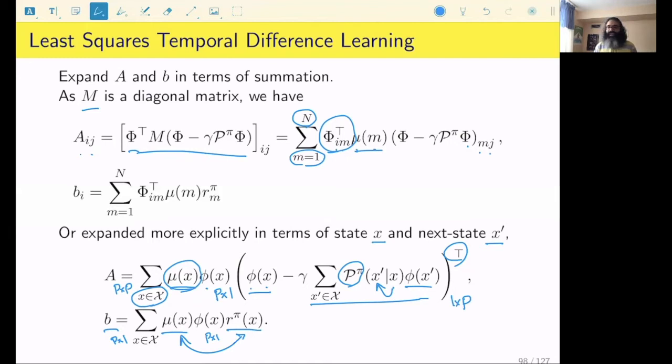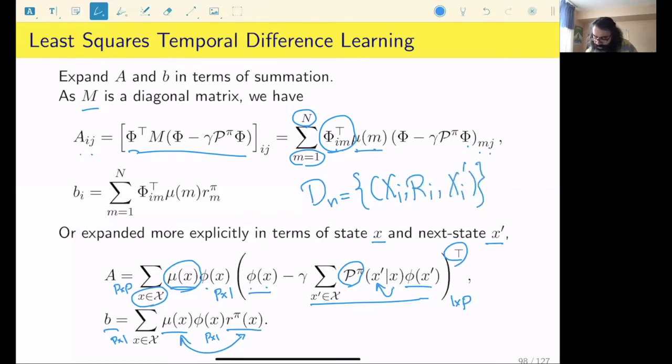Okay, so now that A and B are of these forms, how do you think we can estimate them? Say I give you data in the form of D_n, which is (x_i, reward_i, x_i prime). Here, there's no action because this is policy evaluation. Suppose we don't care about action. We want to estimate just the value function. But underlying, maybe there's an action selected according to the policy. So how can I form this A and B? Any idea?